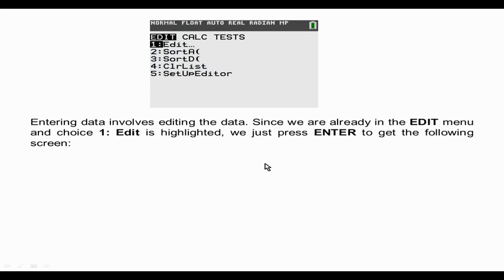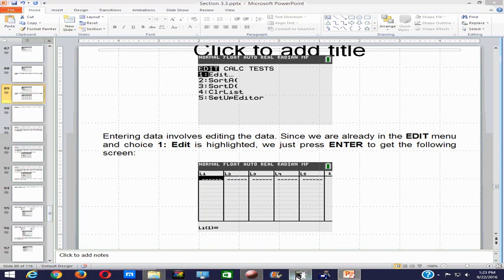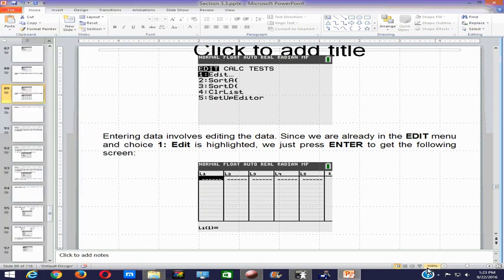So entering data involves editing the data. Since we're already in the edit, by default it goes to edit menu, just press choice 1, and then press enter, you'll get this screen. Now your calculator may not have it at L1, which means you're going to use your arrow keys and navigation keys to scroll it over to L1. So just press enter, and I am at L1, just like I'm supposed to be.